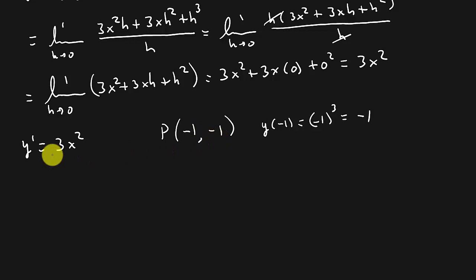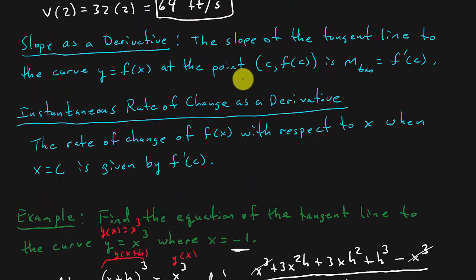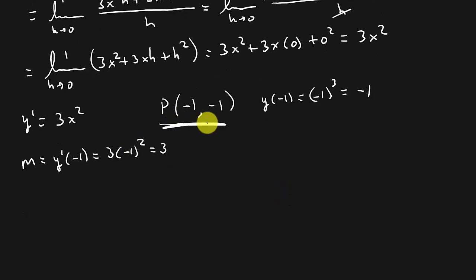Well, now I need what? Now I need the slope. So the slope of my tangent line, let's go back up here. What's the slope of the tangent line? It's just the derivative evaluated at the x-coordinate. So what's the x-coordinate? -1. So that's y prime of -1, which is 3 times -1 squared, which is 3. So now you can see I have a point and I have the slope.